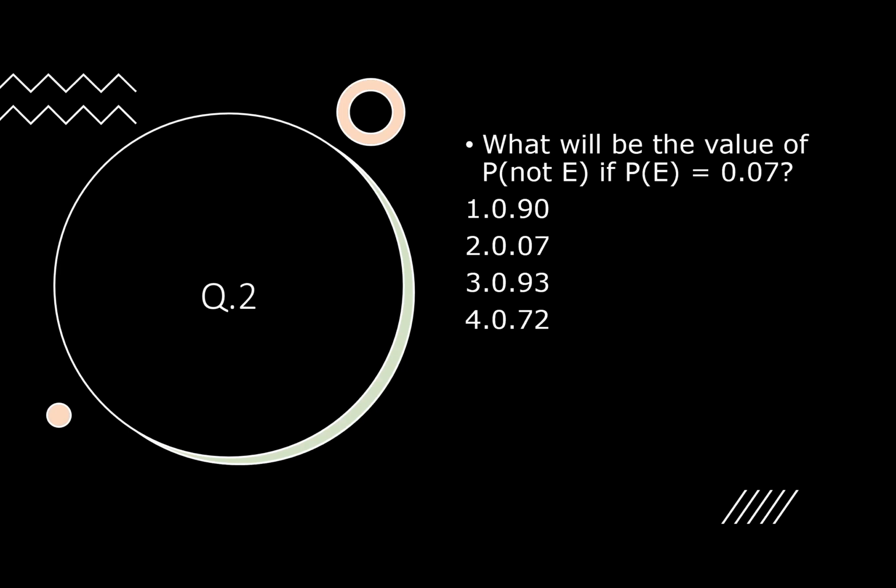Number two, what will be the value of P not event if the probability of the event is equal to 0.07?